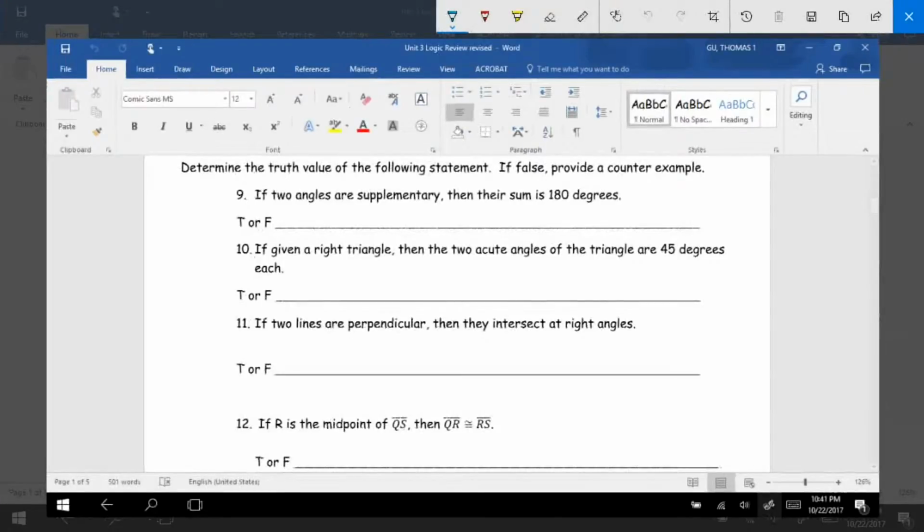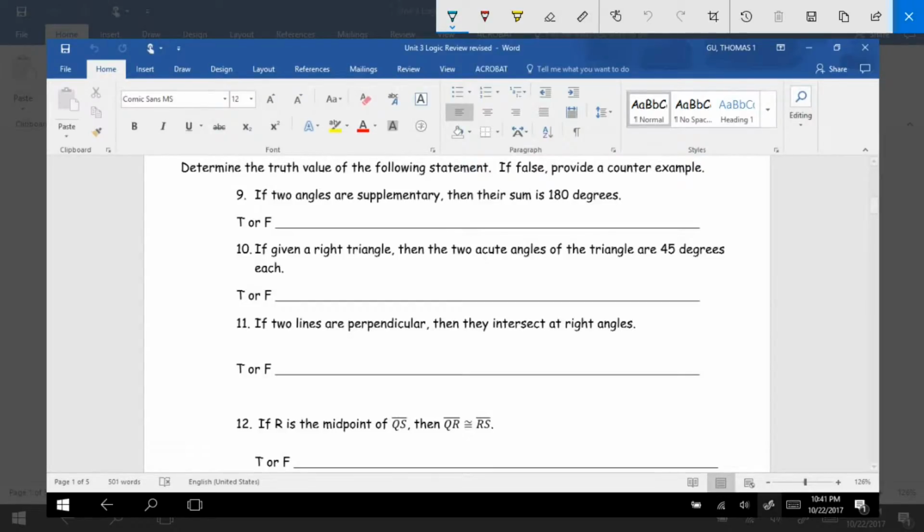Okay, moving on, numbers 9 through 12. So in this one, read the instructions. It says, determine the truth value of the following statements. If false, provide a counterexample. So first you're going to tell, is it true or false? And if it's false, you're going to give one example that shows that it is not always 100% definitely true.